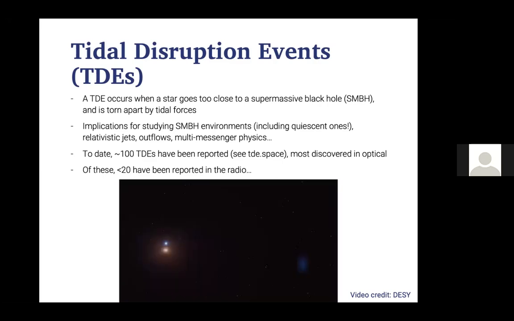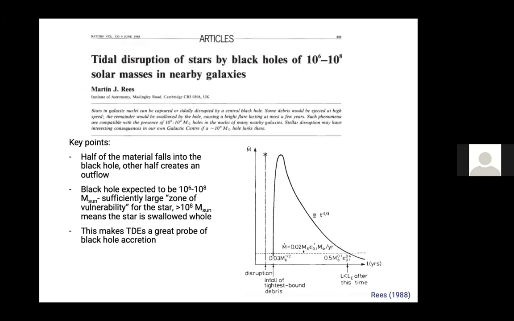All right. So to give you a history really quickly of how this all plays out. Tidal disruption events were first predicted in 1988 by Martin Rees, who had a paper that I like to read because he actually got most of the physics right. He wrote this abstract: Stars in galactic nuclei can be captured or tidally disrupted by a central black hole. Some debris would be ejected at high speed. The remainder would be swallowed by the black hole, causing a bright flare lasting at most a few years.